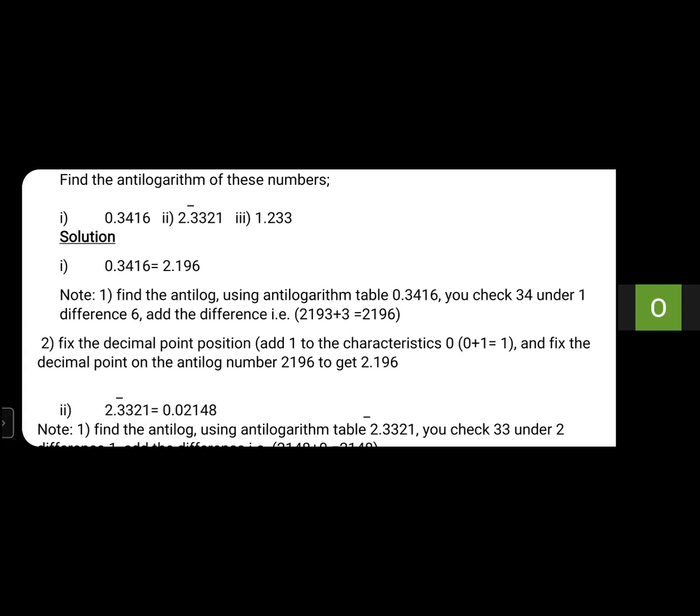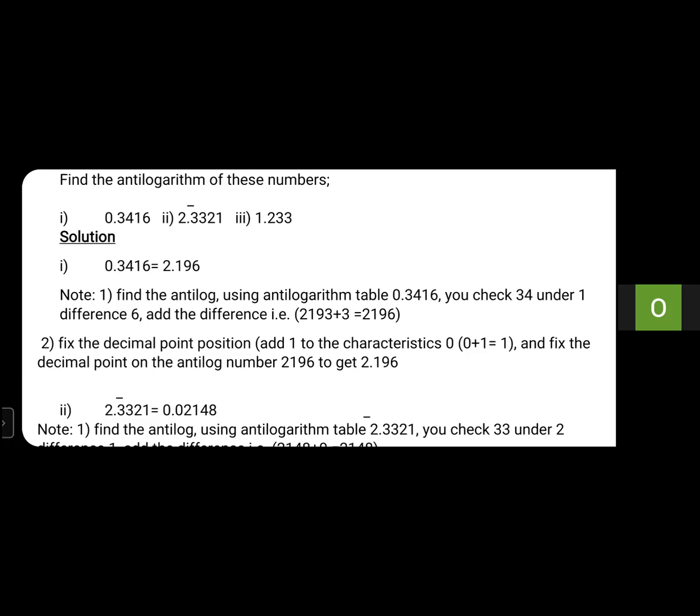Find the antilog using the antilogarithm table. You check 34 under 1, difference 6. You add the difference. That is, we have 2193 plus 3, which gives us 2196, right? Yes, ma'am. Now, after getting our antilog using the antilogarithm table, which in this case is 2196, the next thing to do is you fix the decimal point position.